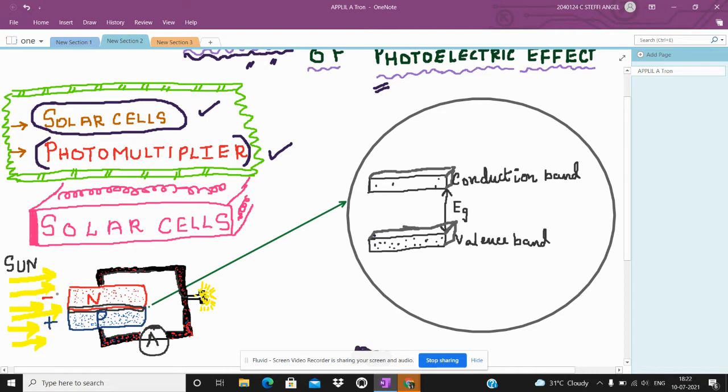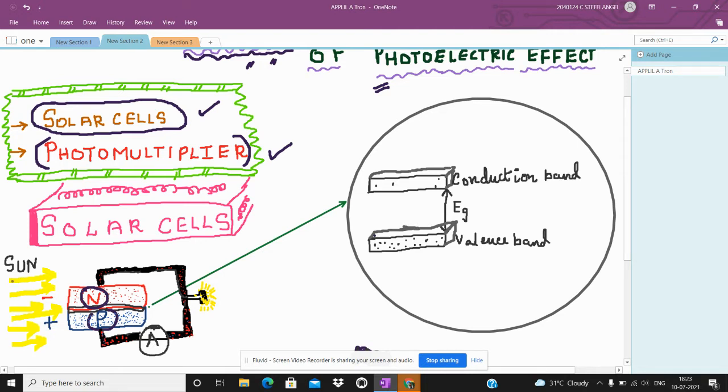We can say that the regions are the N region and the P region. At least two layers, and there is a junction between these two. When we combine these two layers, there is a formation of a junction. This is the junction. And we connect this to a small bulb, and we also connect an ammeter to see whether the current flows or not.